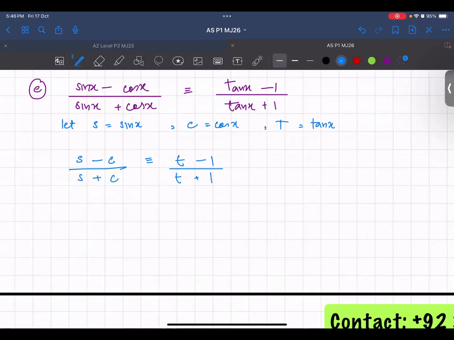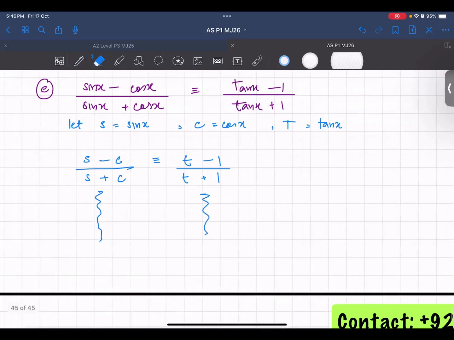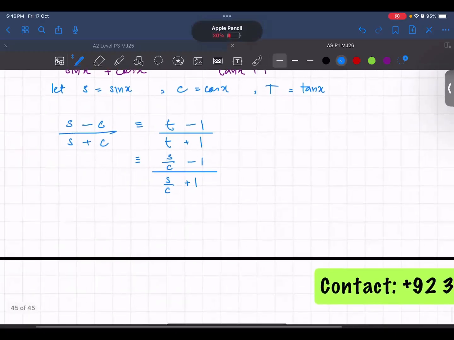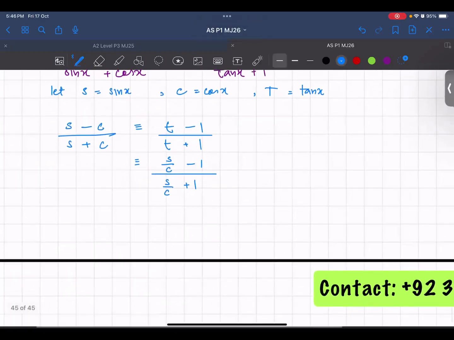So now, you can start off with simplifying this side as well. It's up to you. What am I thinking right now? I can change my tan on the right side into sine over cos. So if I write this, sine over cos minus 1 upon sine over cos plus 1. I'm trying to change the right side into the left side. I cannot move things around. I can just simplify the right side completely or simplify the left side completely.